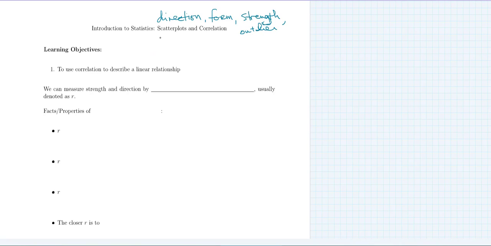In this video, we'll cover scatter plots and correlation. Our learning objective is to use correlation to describe a linear relationship. In another video, we described direction in terms of positive and negative associations. We said that form is the functional form.